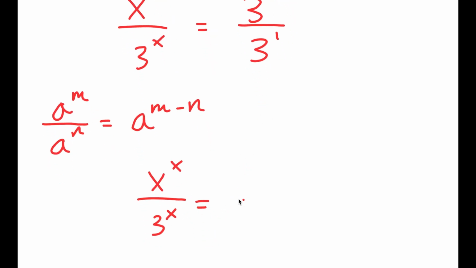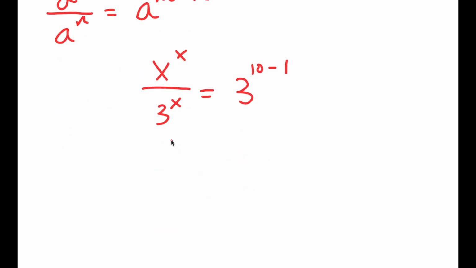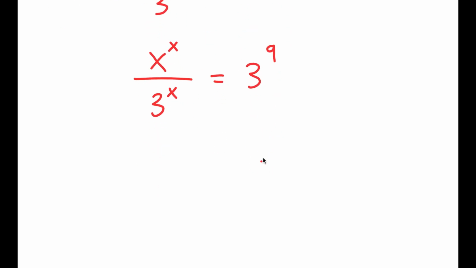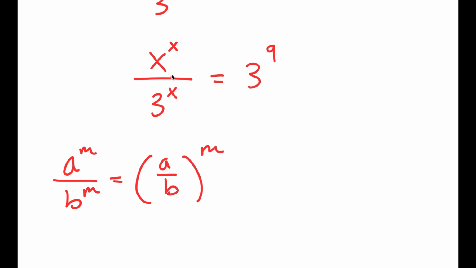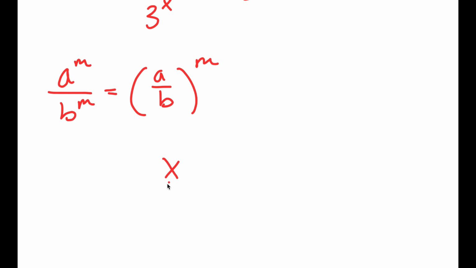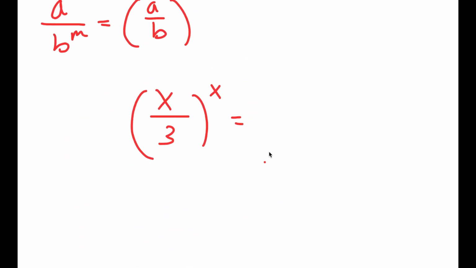So 3^10 over 3^1 is equal to 3^(10-1). So I get x^x over 3^x is equal to 3^(10-1), which is 3^9. Now, another property is that if I have something in the form a^m over b^m, this is equal to (a over b)^m. So x^x over 3^x is going to equal (x over 3)^x, which is equal to 3^9.